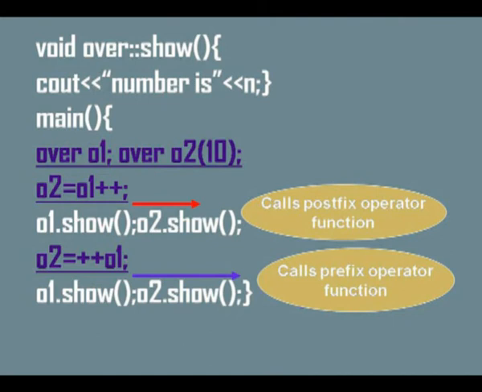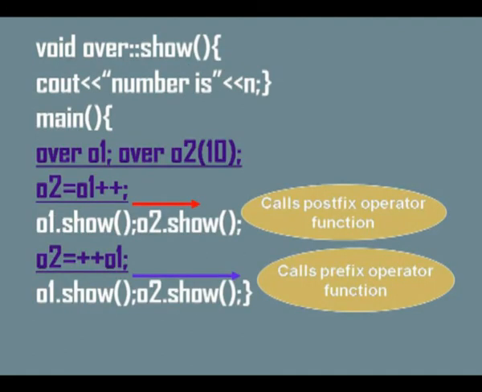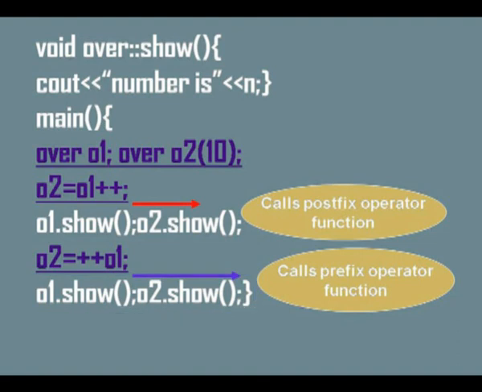Next statement is O2 is equal to ++O1. So here you see the operator is coming before the operand. So in this case the compiler will take it to be a prefix operator function and it will go to the prefix operator, the one which does not have any argument. So here you are going to increase the number by 1, assign it to the object and return the object. So first you have the same value, then the incremented value, and then the prefix operator increments the value twice. So once again you have O1.show and O2.show.